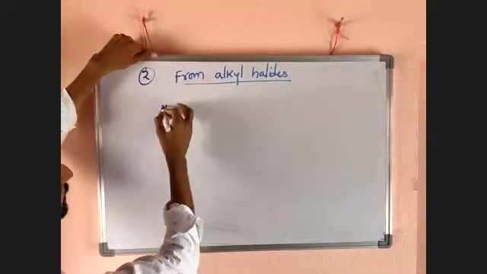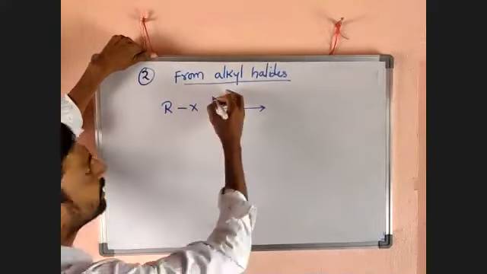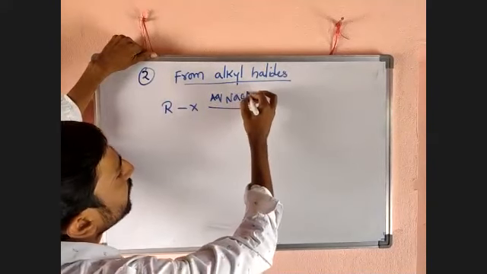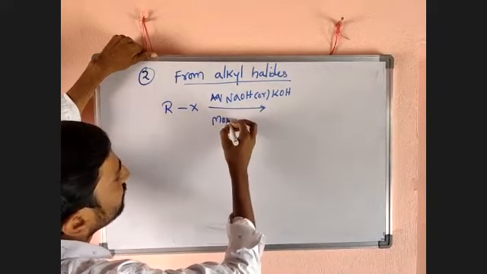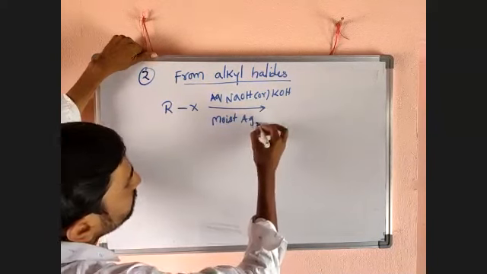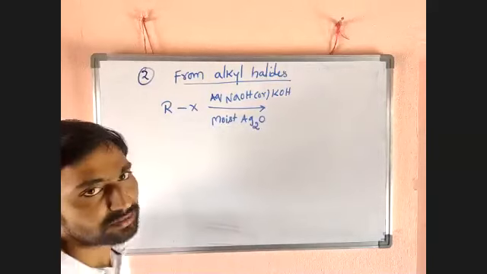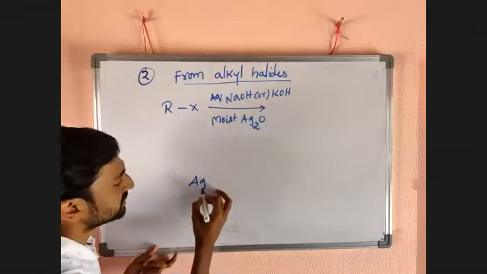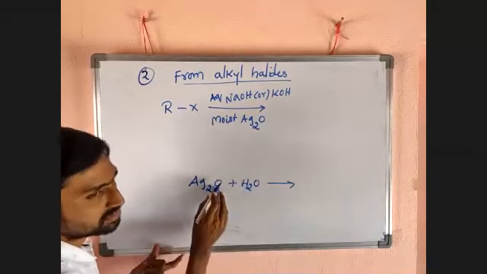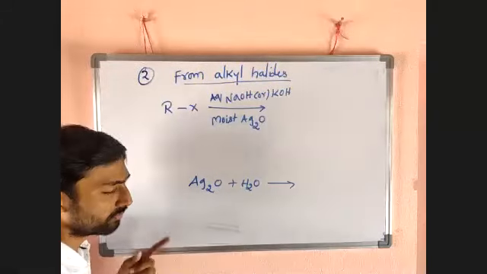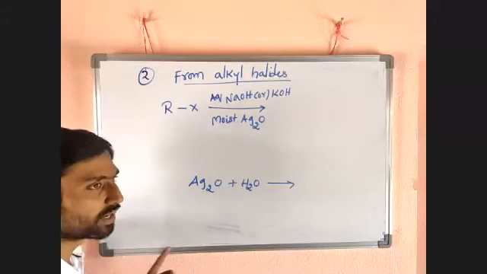When an alkyl halide is treated with aqueous NaOH or KOH or moist Ag2O. I already told you moist means with water. So don't write Ag2O here; when it reacts with moist H2O, one oxygen is there. This oxygen combines with H2O and converts into H2O2. H2O2 we can write as OH and OH.